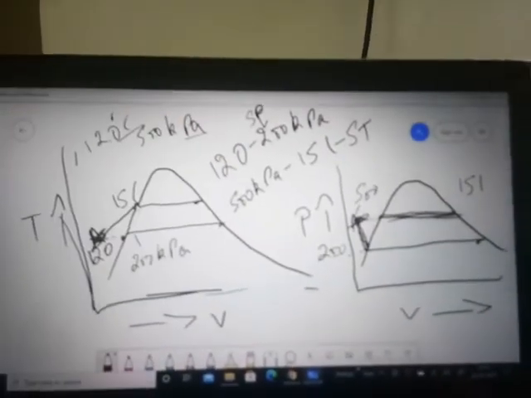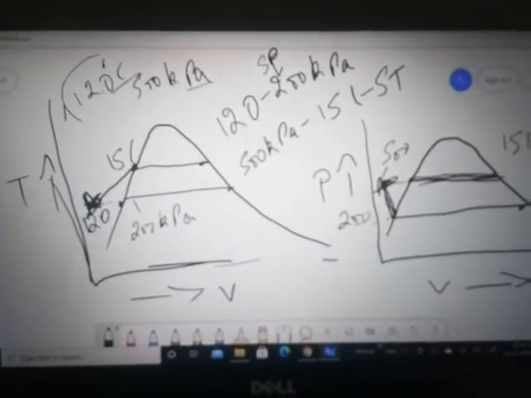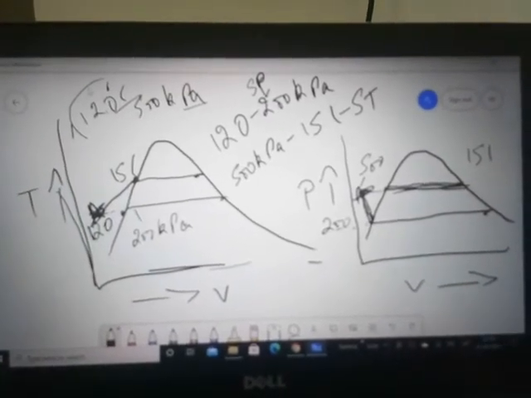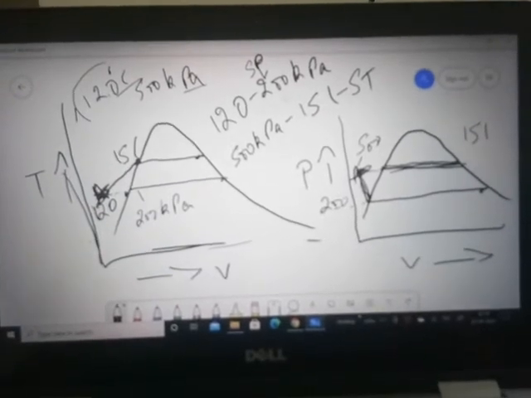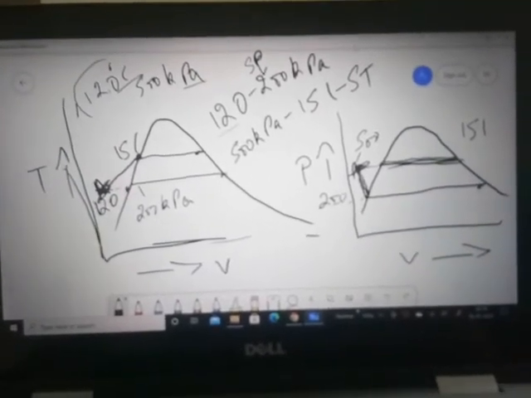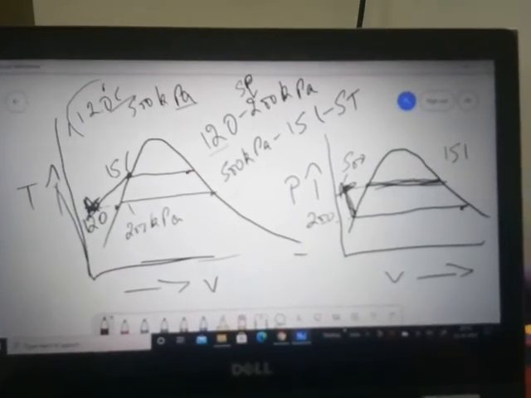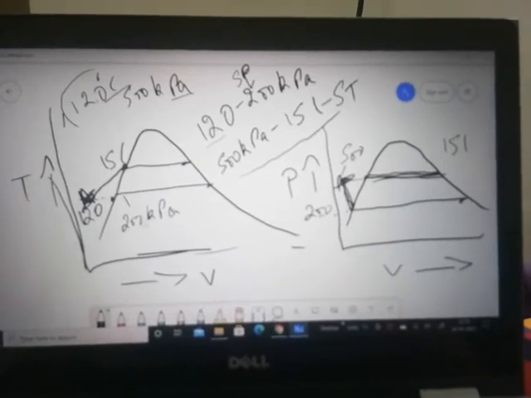I hope this is clear, because this question that is given is not the correct pair of saturation temperature and saturation pressure. So you should go to the table calmly and write that for 120, the pair is 200 kilopascal. Then again for 500 kilopascal, the pair is 151 degrees C. So then come to your TV diagram.